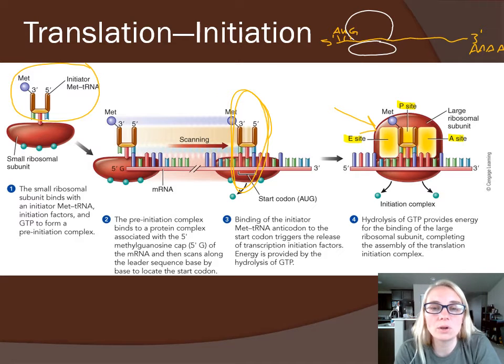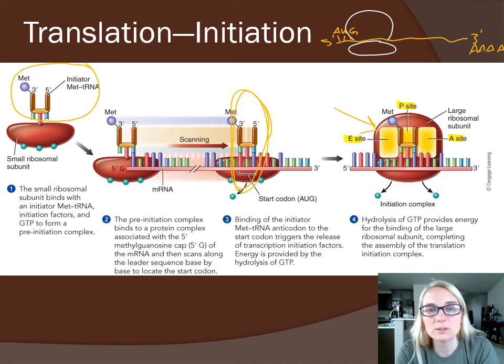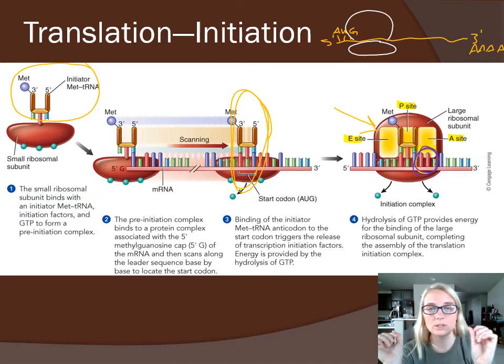So this is what we call the initiation complex. We are ready to start. We've got our large subunit and our small subunit sandwiched over the mRNA. The tRNA that's bound to the methionine amino acid is in the P site, and the A site is open, ready to read this next codon. Okay, so that's going to get us into the elongation.